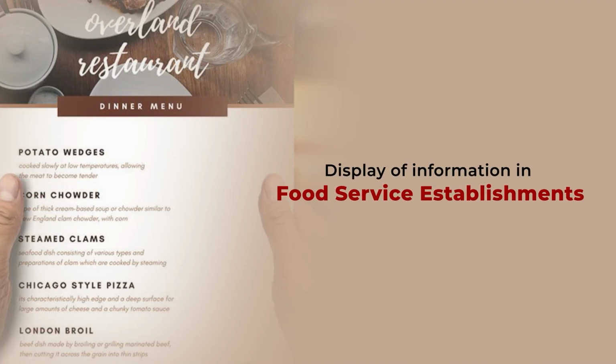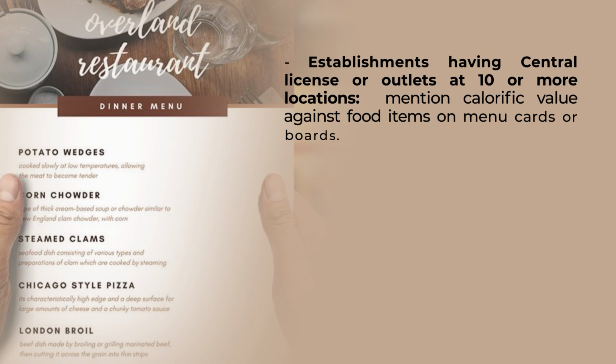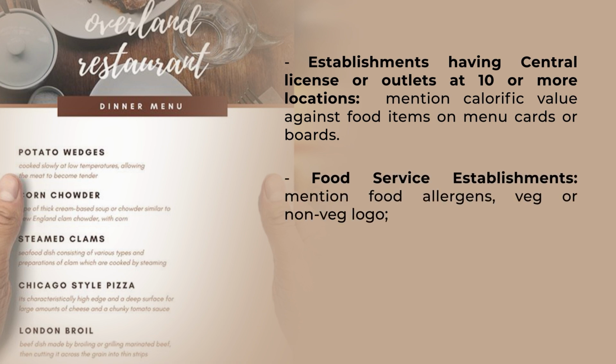If you see the regulation, you will see that there is also a requirement for the display of information in food service establishments. If a food service establishment has a central license or outlets at 10 or more locations, then they have to mention the calorific value against food items on the menu cards or boards. All food service establishments have to specifically mention the food allergens if present in the food, and the veg and non-veg logo.